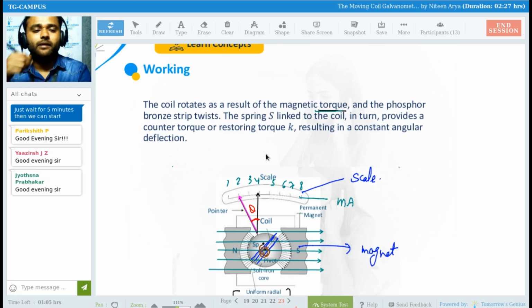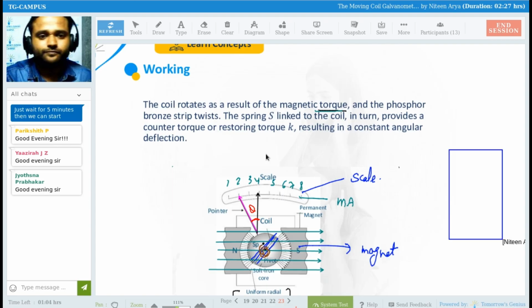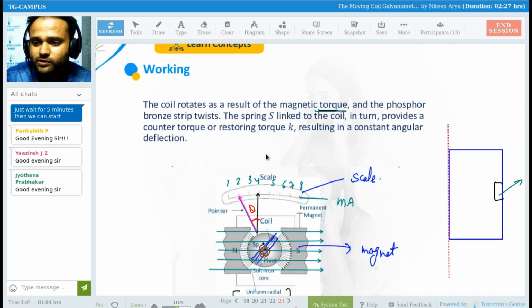For example, the more rotational force you apply on a particular object, this is somewhat analogous to a door. Suppose this is your door, these are the hinges, and this is your door handle. The more force, or rather the correct word, the more torque you apply here, the more your door is going to rotate.